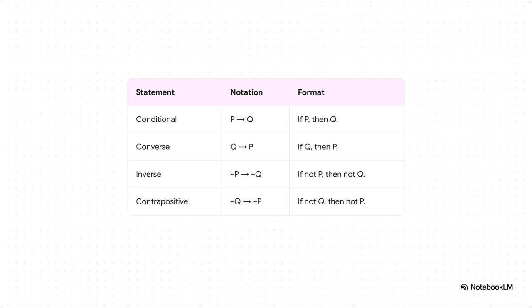First up, you've got the original conditional, if P, then Q. Pretty straightforward. Then you have the converse, which just flips it around. If Q, then P. The inverse throws some knots in there. If not P, then not Q. And finally, the contrapositive does both. It flips and it negates. If not Q, then not P. Got it? These four are our essential building blocks.